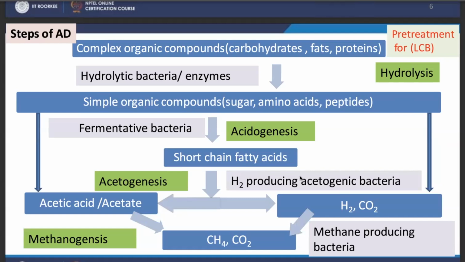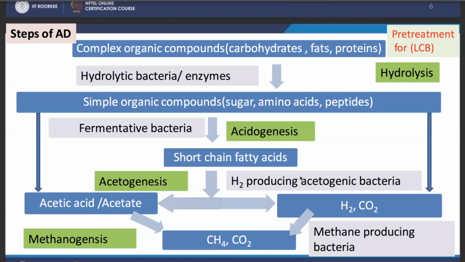So if you are hydrolyzing these complex organic compounds with the help of enzymes, it will break these complex and larger compounds into simple, smaller subunits. For carbohydrates, it is sugar. For proteins, it is amino acid. And if you are breaking larger proteins, but not into their constituent amino acids, you get peptides. And for fats, you will get fatty acids, right?